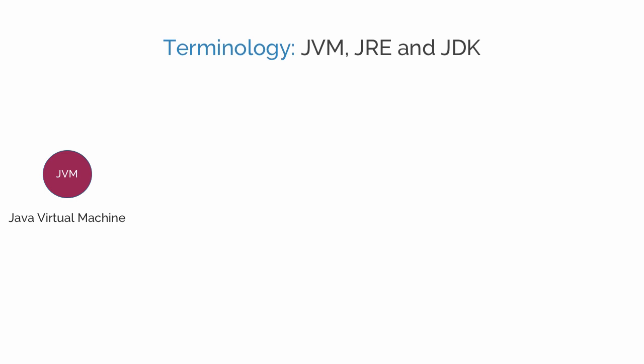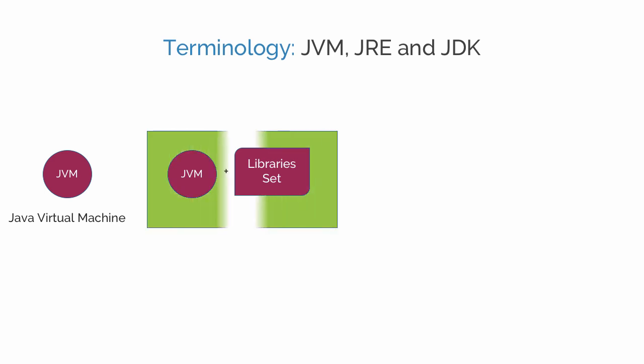Now as the name suggests, the JVM has a virtual presence in any device that runs the Java application. That is, it has no physical presence, it is only virtually present. Now if you combine the JVM along with some set of libraries, then they will together form the JRE. That stands for the Java Runtime Environment. Now as the name suggests, the JRE provides the environment to run any Java application.